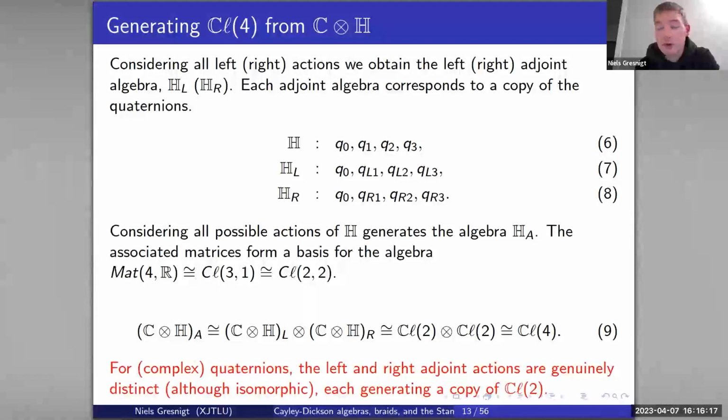So when we consider all the possible actions, so both the left actions, the right actions, and the 2-sided actions, then you end up with a basis for the 4x4 matrices over the real numbers. And that's known to be isomorphic to the Clifford algebra CL31 or CL22, right? The real Clifford algebras. So now if we complexify the quaternions, then each of them, the left actions and the right actions, each give us a copy of CL2, which when we tensor product them together, we get a copy of CL4. Okay, and we'll come back to this algebra in a few minutes.